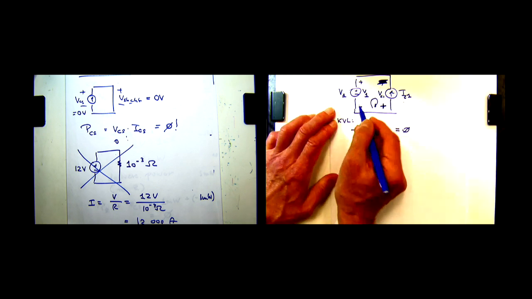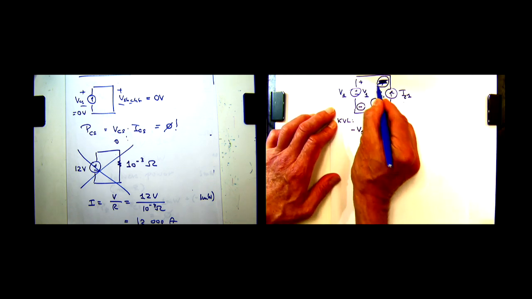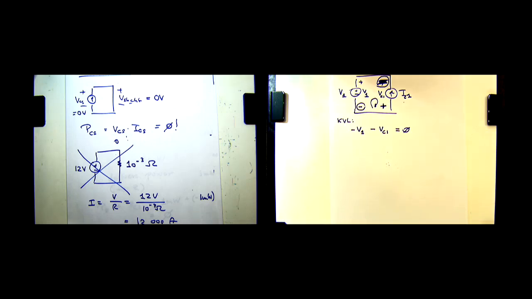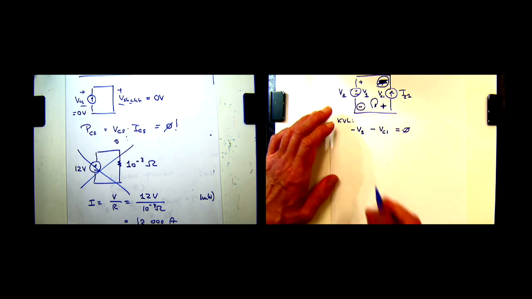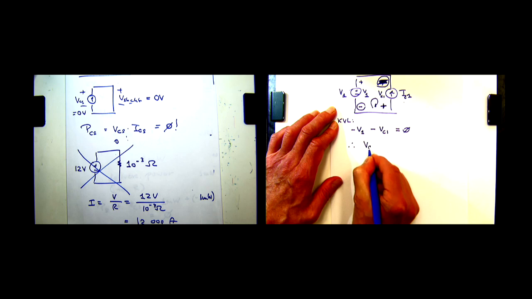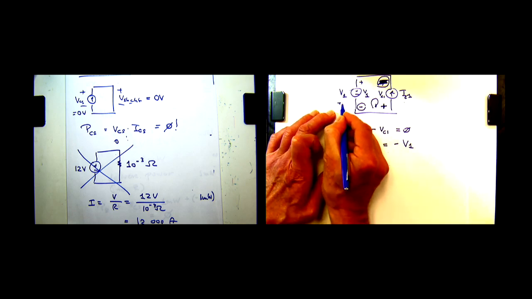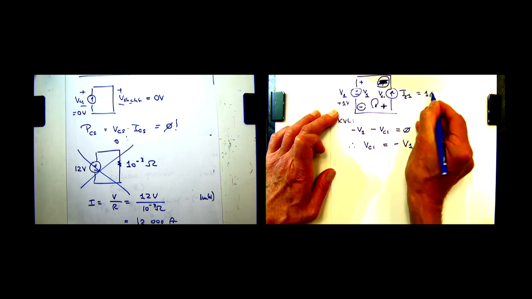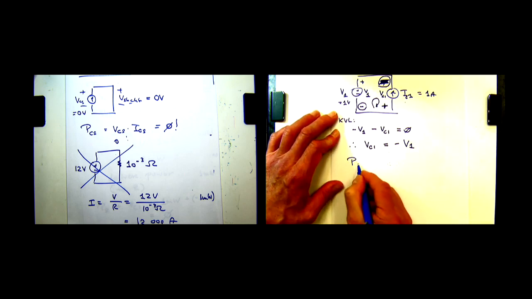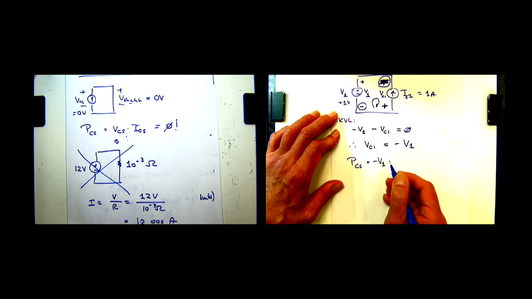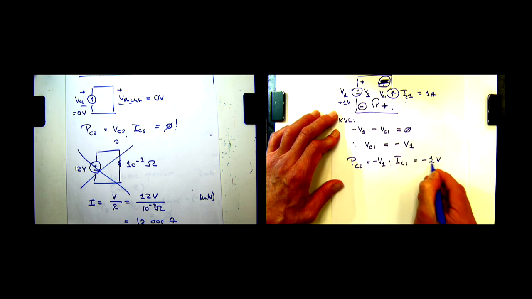We're done with the loop, so they need to add up to zero. The reason we get two minus signs is we enter at a minus sign, and we enter again at the minus sign, so we need to use minus signs instead of pluses. Make sense? So from here, of course, we can figure out that VC1 is equal to minus V1. It's exactly the same as we had before. Let's say that this was 1 volt, and this one was 1 amp. Then P of the current source is equal to VC1, which is minus V1, times IC1. So that is equal to minus 1 volt times 1 amp, which is minus 1 watt.